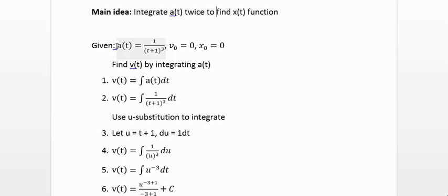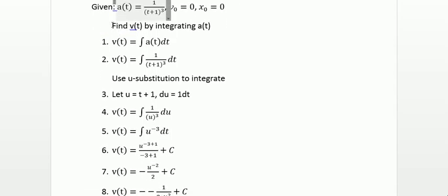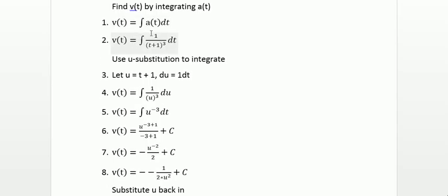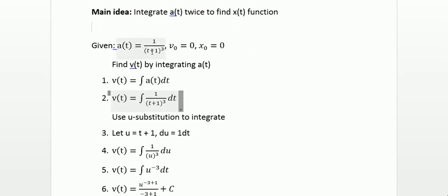So for number 17, we are given the acceleration function, which is a of t is equal to 1 over (t plus 1) to the third. Our initial velocity is 0, and our initial position is 0. So first, we're going to integrate a of t to find v of t. So v of t is equal to the integral of a of t, and we just substitute in our main function right here.